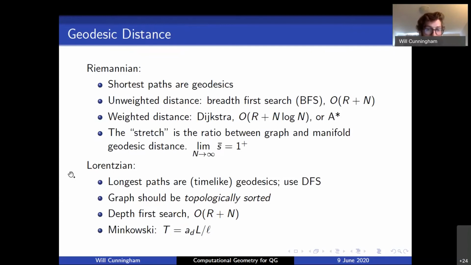In the Lorentzian case, you're going to do slightly opposite things. You're going to be looking at longest paths, which corresponds to time-like geodesics. Now, I'm specifically not mentioning space-like geodesics because, first of all, they're not really physical. Second of all, we're more interested in spatial geometry, for instance, constructing Riemannian graphs from hypersurfaces of Lorentzian graphs. But those are not space-like geodesics in the larger Lorentzian manifold. So we typically just restrict our focus to time-like geodesics. For these, we're going to use a depth-first search algorithm.